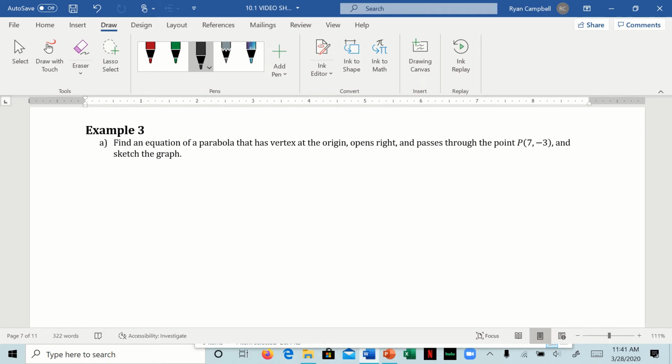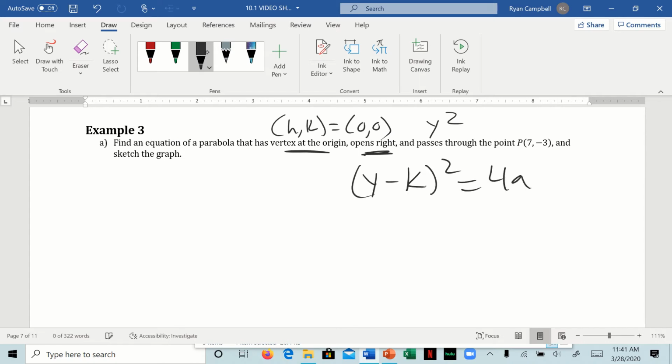So if the vertex is at the origin, we know h comma k equals 0, 0, right? It opens to the right, which means that y is being squared. So we're going to use our formula, y minus k squared equals 4a times x minus h. We know h and k are both 0 because we're at the origin. So we get y squared equals 4ax.